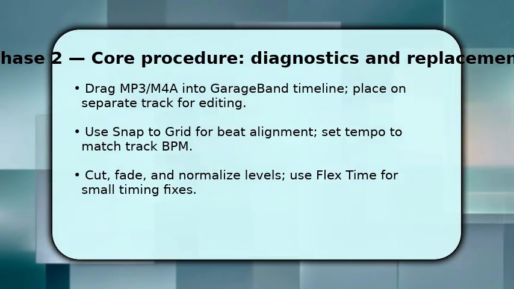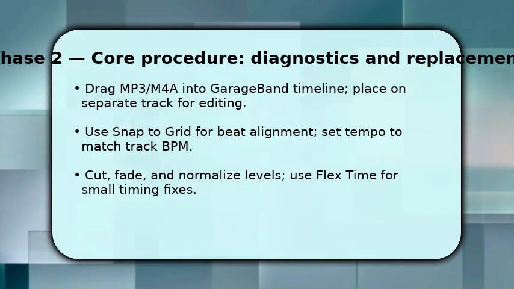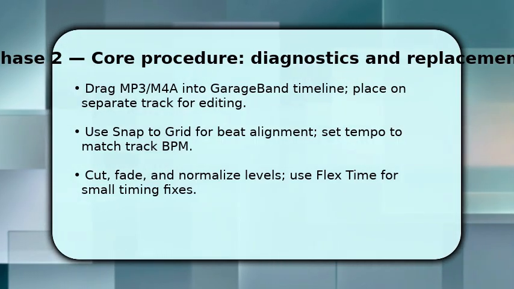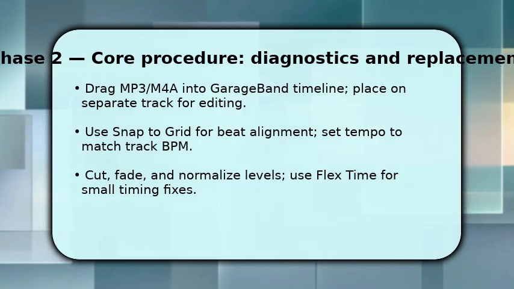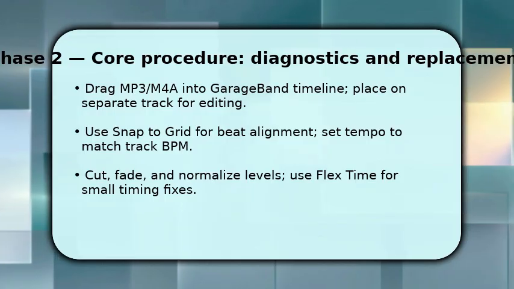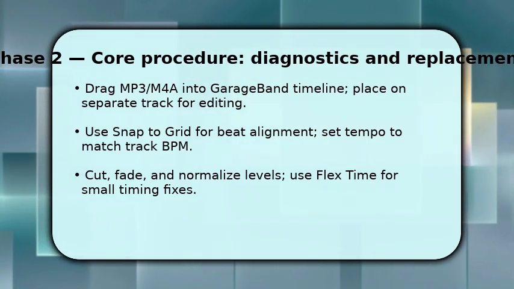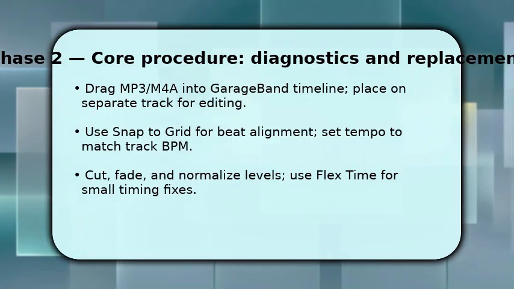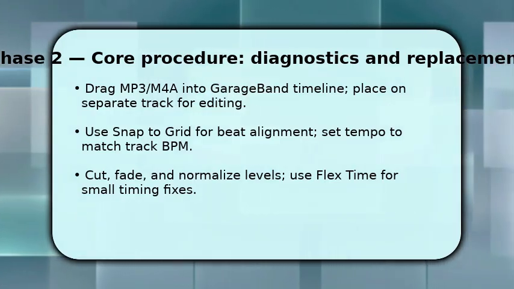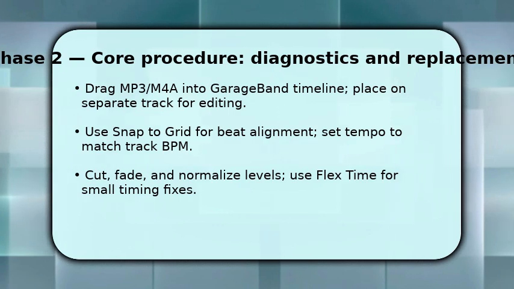This keeps edits non-destructive. Next, set the project tempo to match the song's BPM so loops and metronome align. If unsure, tap the tempo and adjust. Use Snap to Grid for rough placement, then enable Flex Time to tighten vocal timing or hits without changing pitch. Normalize or gain stage the clip to avoid clipping. Once your audio sits at a healthy level, you're ready to arrange and add effects.